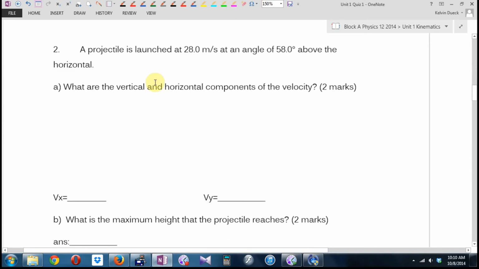A projectile is launched at 28 meters per second at an angle of 58 degrees above the horizontal. Does it mention a cliff? No? Then I think we're on the ground. So I'm going to draw it. 28 meters per second. Our angle is 58 degrees. And part A asks for what are the horizontal and vertical components. Okay, I can do that.